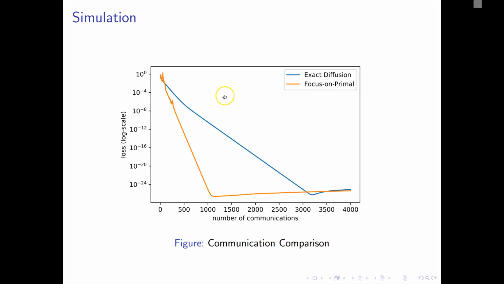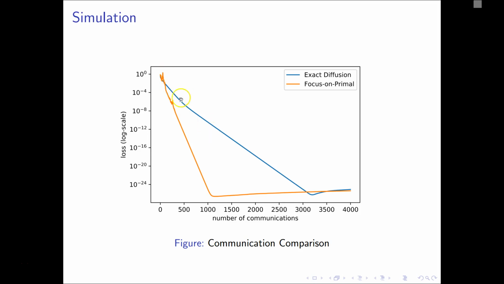Also, I want to show our simulation results on this algorithm. We have the benchmark algorithm here, exact diffusion, done by Kun Yuan et al. I think it's a very nice, very neat algorithm. It also converges exactly, so it's a very good benchmark, and it's pretty simple to implement. As we see, the blue line here is exact diffusion, where you do the descent primal update and do updates one after another. And this orange line is the focus on primal algorithm.